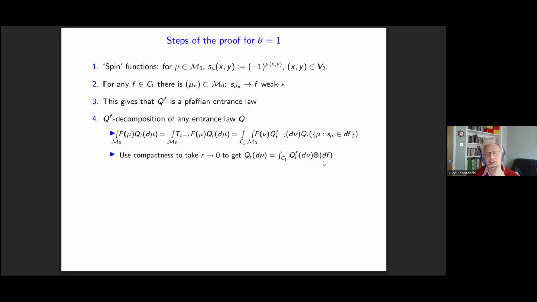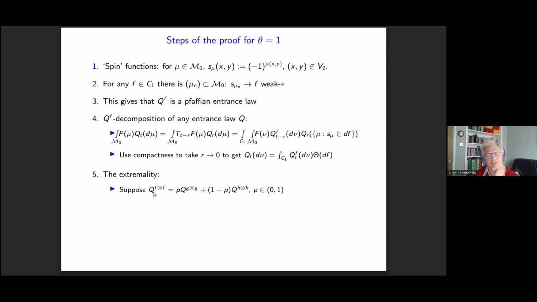And then all of a sudden you get the formula giving you a convex decomposition of an arbitrary entrance law in terms of the entrance laws labeled by elements of C1. And then the Pfaffian structure is equally easy to use in order to prove the extremality of these entrance laws. Here by F I mean a function of a single variable. I'm using the fact that the elements of C1 are tensor squares of functions of one variable.